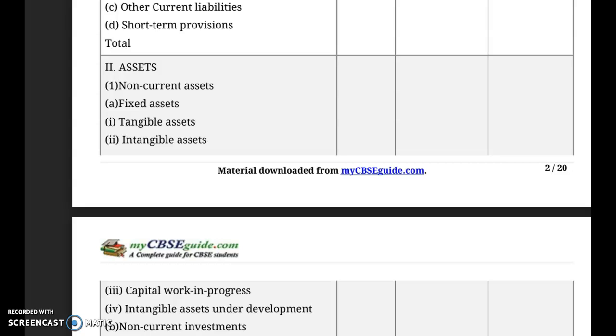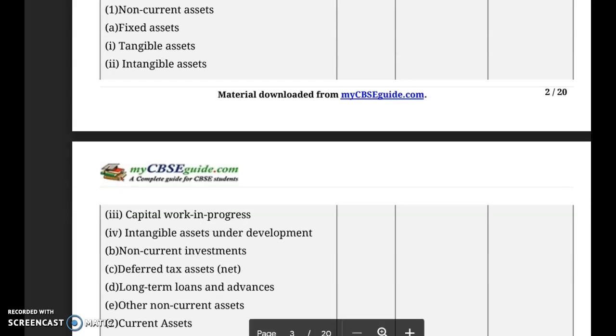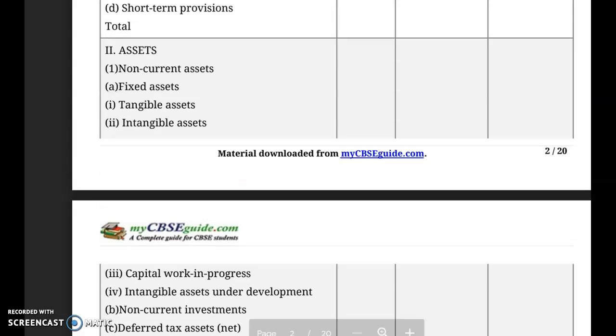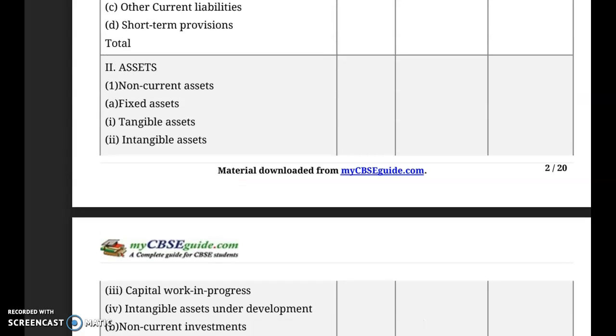Likewise, come to the asset side. The first main heading is non-current assets, and under non-current assets you have been given fixed assets, then tangible assets, intangible assets, capital work in progress, then intangible assets under development. Now, for example, if you are asked how goodwill will be shown in the balance sheet of a company, what will your answer be? Your answer will be that the amount of goodwill will be shown under intangible assets, under the heading of fixed assets, with the main heading of assets and subheading of non-current assets.